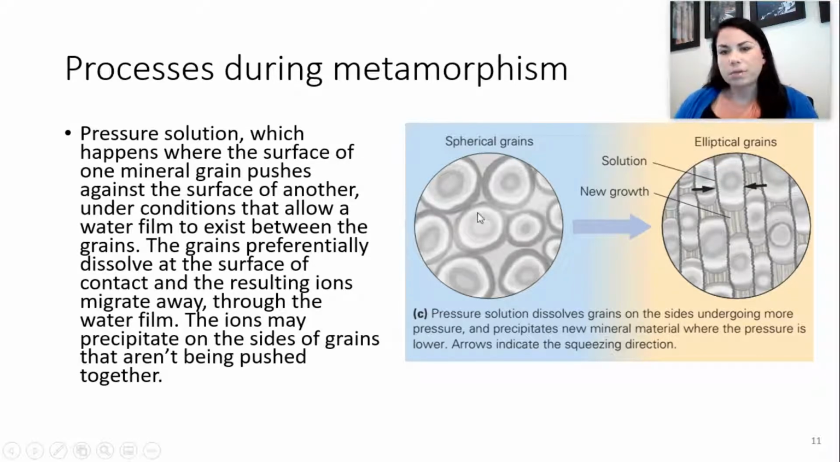So, for example, here's a picture of our protolith where we have spherical grains, and then as it undergoes pressure, this pressure solution dissolves the grains and they have a preferential direction. And so now we get elliptical shaped grains. And you can see here that there's a distinct direction in which fluid would want to flow. And this is where we see things like foliation.